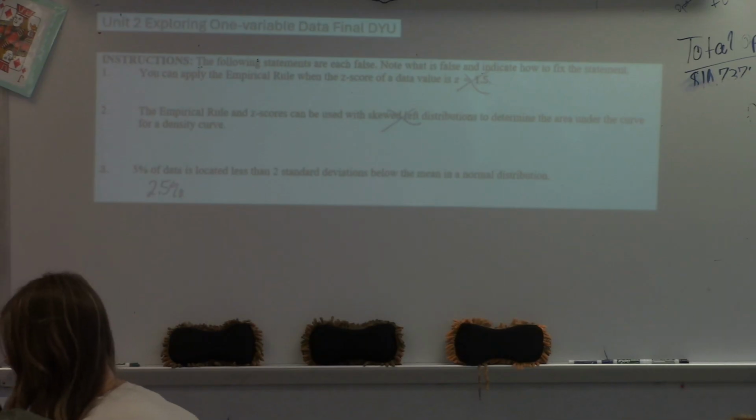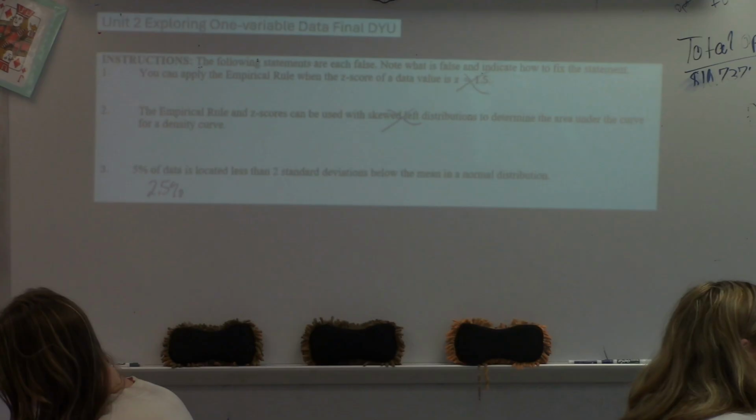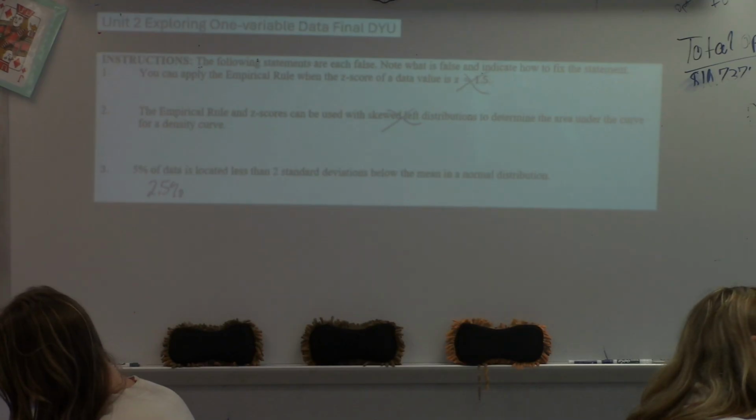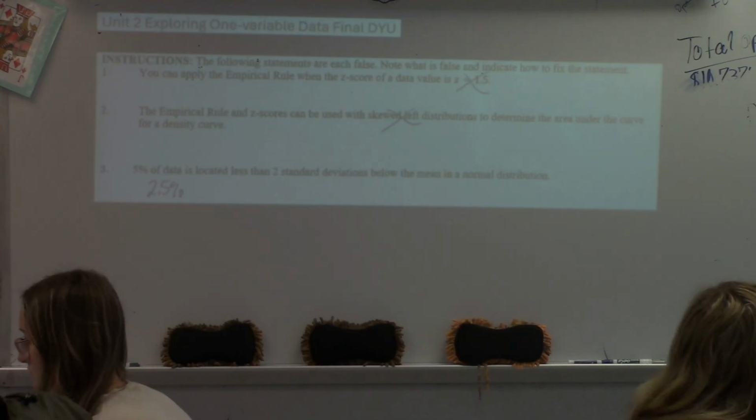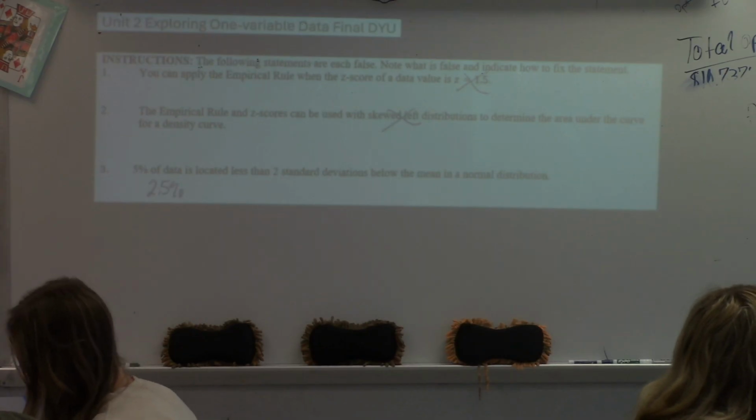Number two, empirical rule and z-scores can be used with skewed left distributions. No, only normal. Only normal distributions. I will point this out, I need you to be careful. Can you use z-scores with a skewed left distribution? Yes, just not to calculate area.